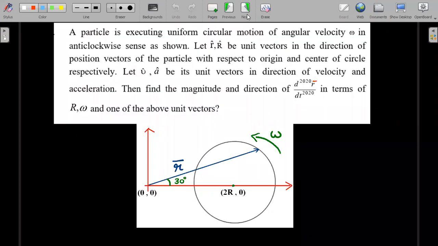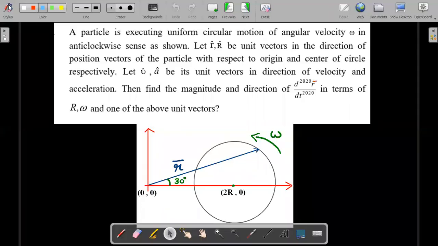You have a particle executing a uniform circular motion, as you could see in the diagram, of radius r. Its center is at (2r, 0), and the diameter is along the x-axis. I'm defining certain vectors, so let me go very slowly with this.